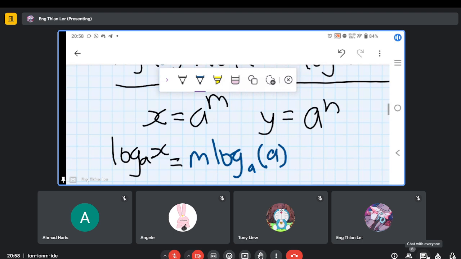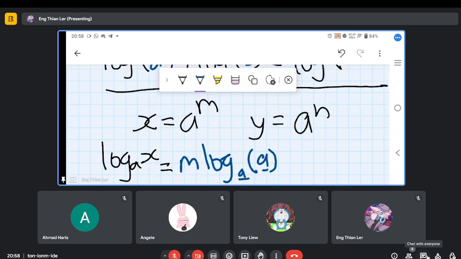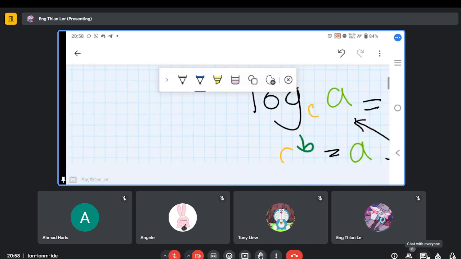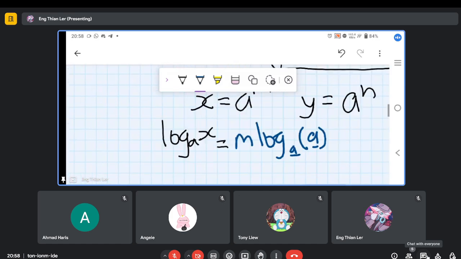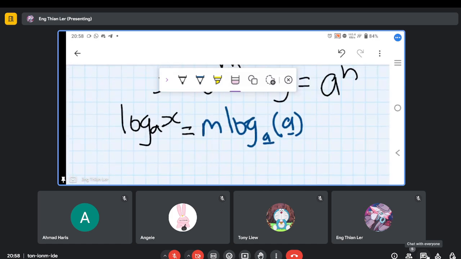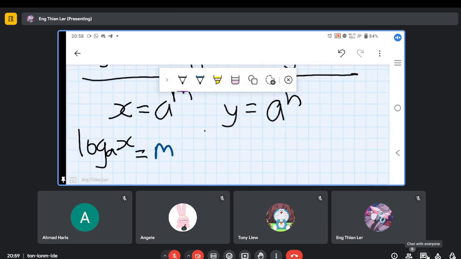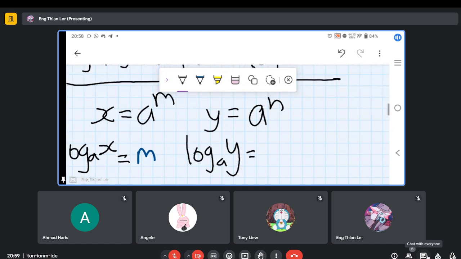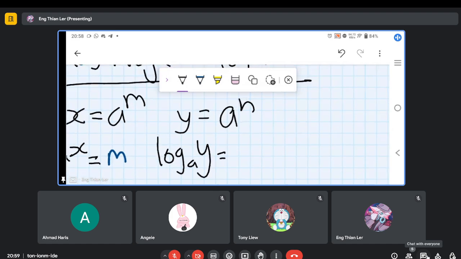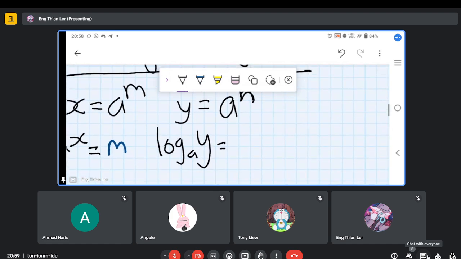Like we said, log a base a is what? Automatic 1. So this is just 1 multiplied by m, no need to write it because we already know it's 1. So we do the same with log y base a. It is n. When we take the base, we'll get n. So what do we need to do?